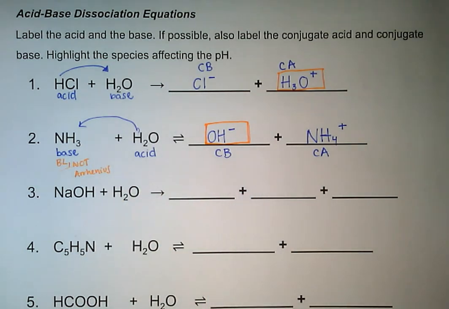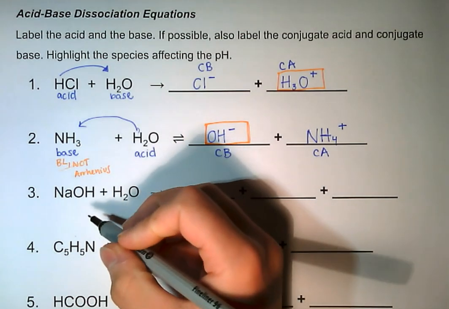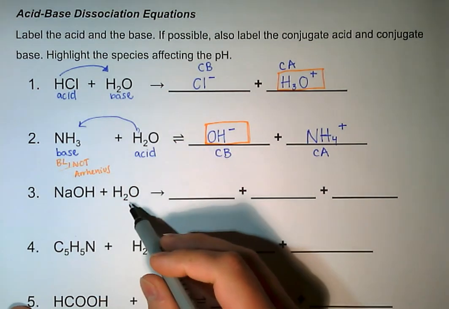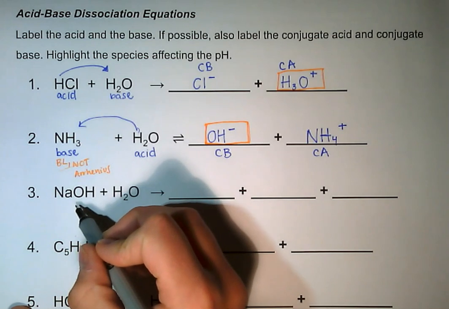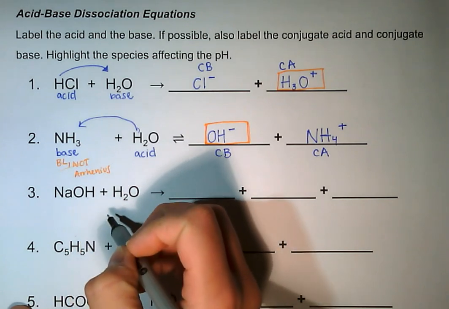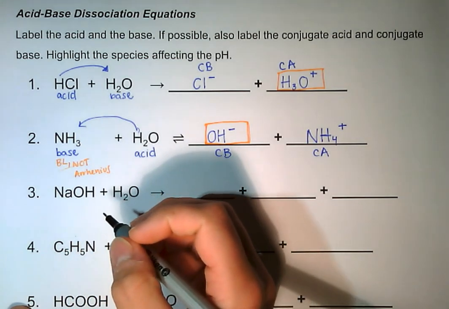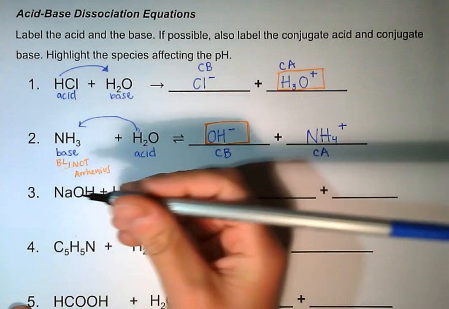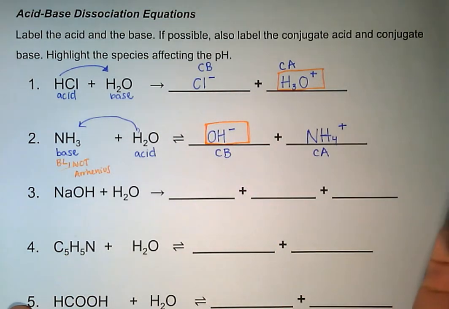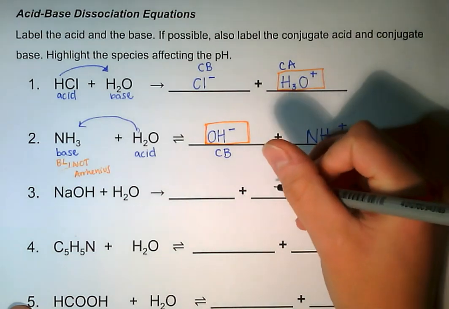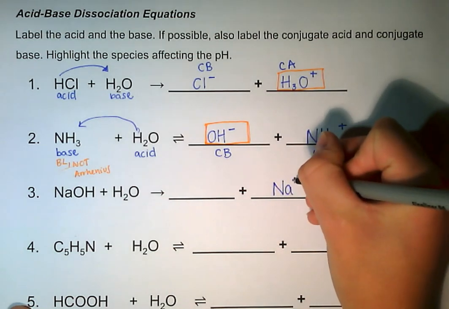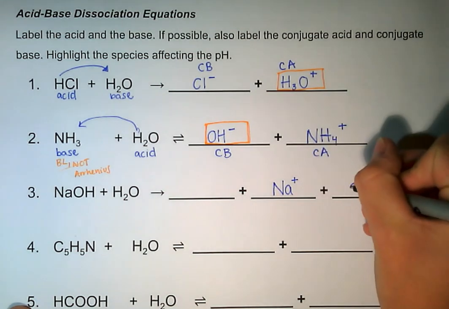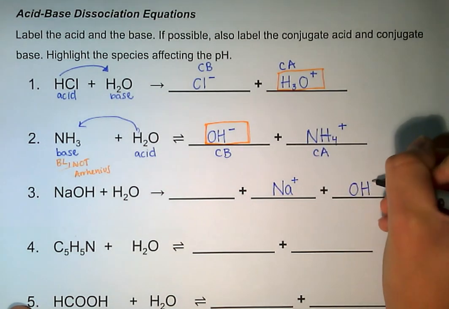Moving on to our next problem, we have sodium hydroxide reacting with water. And so this is a case where we do have an Arrhenius base, but it's actually not a Bronsted-Lowry base. So NaOH, what it's going to do when it gets in water is it's just going to break up. It's going to dissociate to produce sodium, which is then going to have a +1 charge, and to produce hydroxide, which will have a -1 charge.